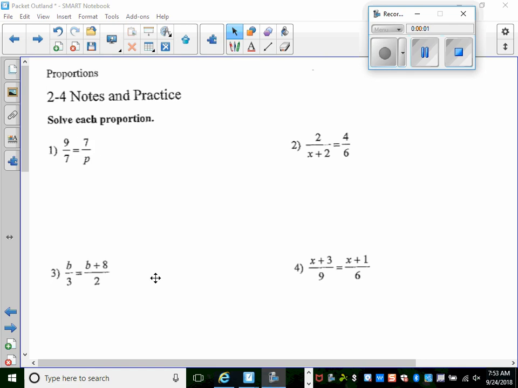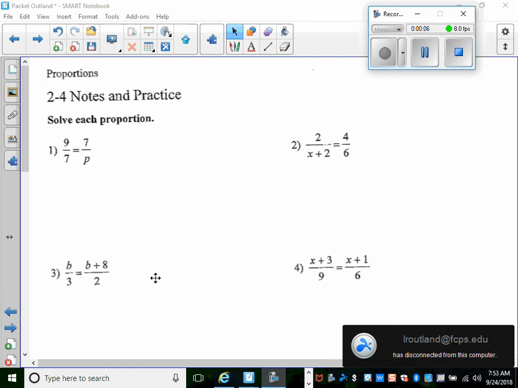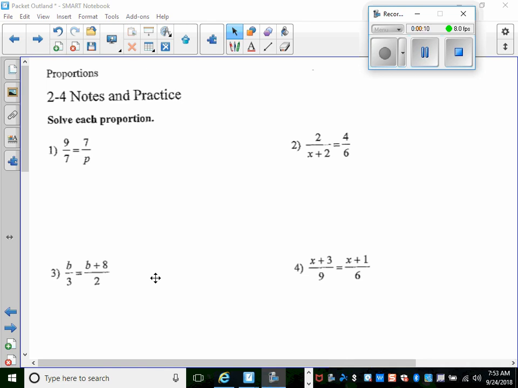On page 9. And again, these are proportions, and we use what we call the cross product method. Product means that you are multiplying. So you're just going to cross multiply and solve for the variable. Okay, so we're going to start with question number 1.